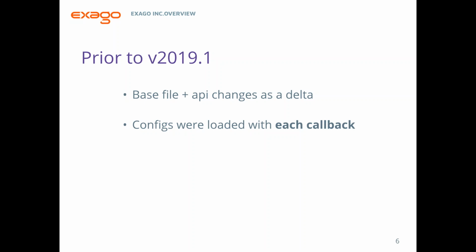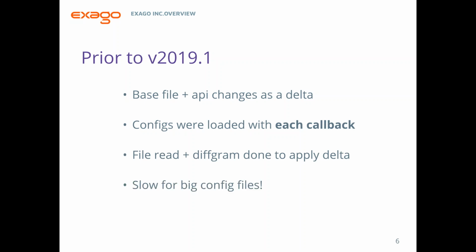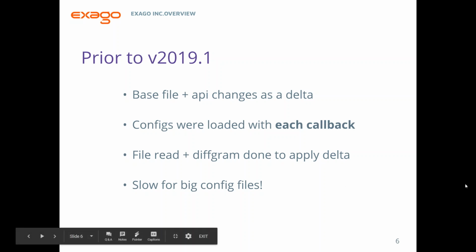So that means we would have to read the config file every time there was a server-side callback. In general, that's not a big deal if you have a small config, but having to read and do something called a diffgram to apply the delta for large config files could see some impact on performance. So this is why we made this change, really to help cases where you have large config files.